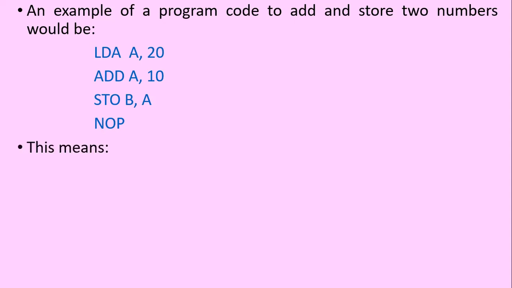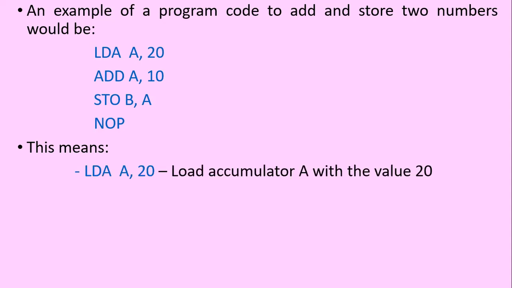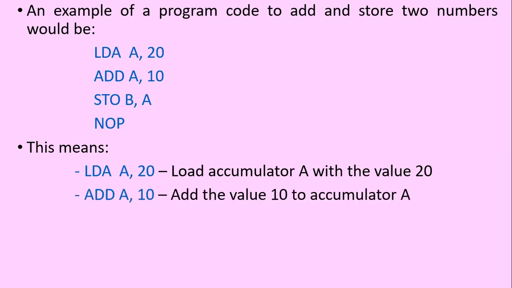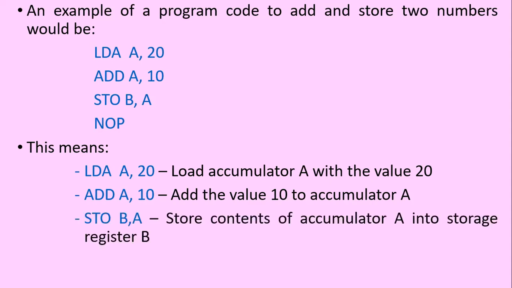So, what does this program mean? The first instruction, LDA A, 20, means load accumulator A with the value 20, then add the value 10 to accumulator A. After that, store the contents of accumulator A into storage register B and end the operation.